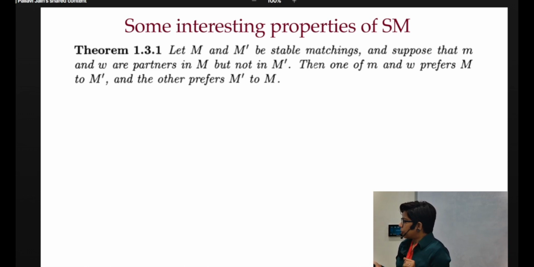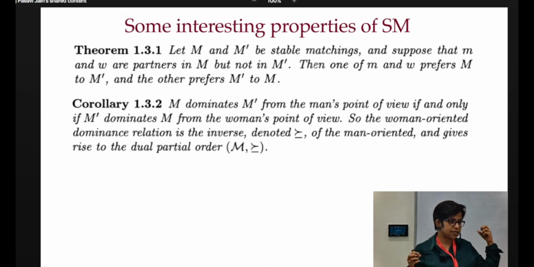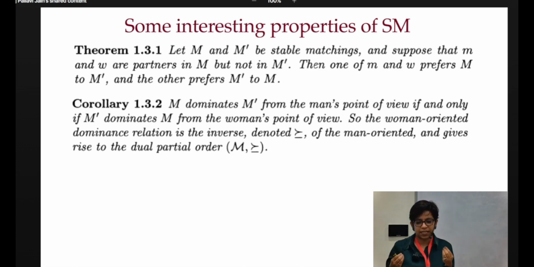Now, as I was saying, there are two extreme matchings, the man optimal stable matching and the woman optimal stable matching. All the other matchings are in between. What does in between mean? It's not that any two matchings are comparable. It's not always the case that you can look at two matchings and say, oh, this is at least as good for every man as this one is.